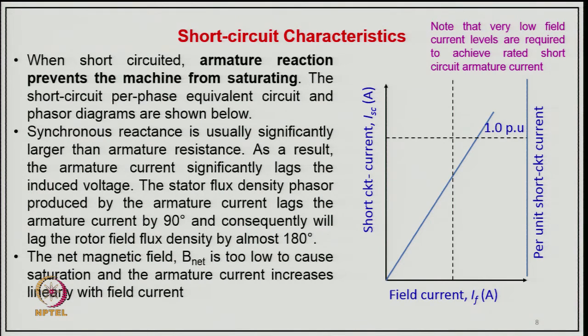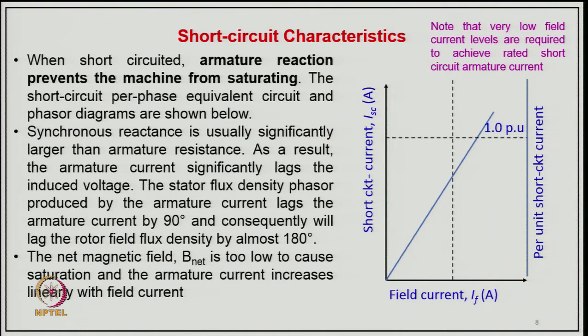When the armature is short circuited, armature action prevents the machine from saturating. The short circuit per phase equivalent circuit and the phasor diagram are shown, and the synchronous reactance is usually significantly larger than the armature resistance. As a result, the armature current significantly lags the induced voltage. So the flux density phasor produced by the armature current lags the armature current by 90 degrees, and consequently will lag the rotor flux density by almost 180 degrees.